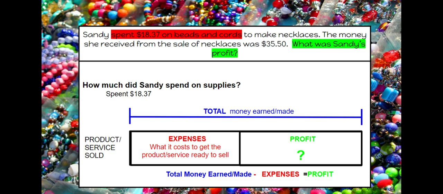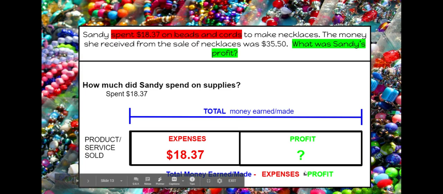Now, where do you think I'm going to put that information in my strip diagram? I know she spent $18.37. Do you know where we would plug that information on the strip diagram? If you said under expenses, then you are correct. So we now know I don't know the profit because that's the question being asked, but I do know how much her expenses were. I know how much she had to spend for her material for her necklaces.